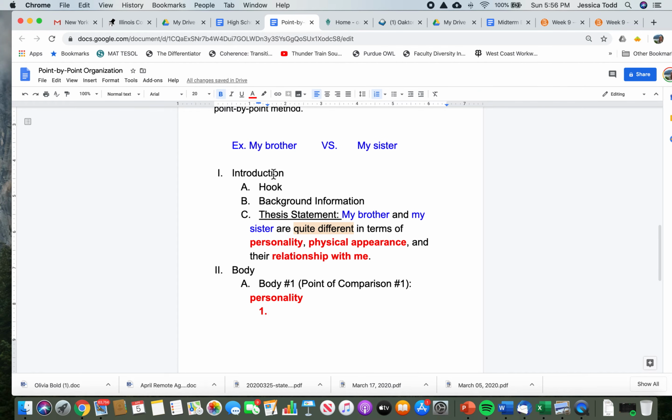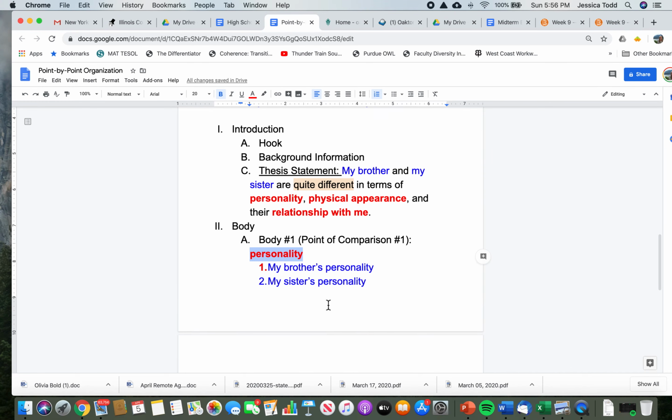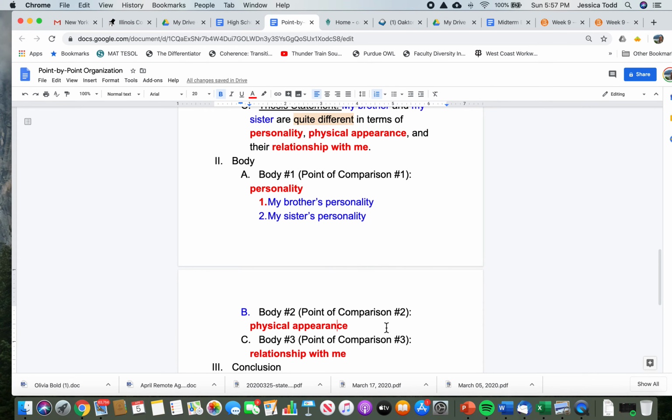I need to first talk about my brother's personality, right? I'll write that here. My brother's personality. And then I need to talk about my sister's personality. My sister's personality. I need to talk about both subjects in terms of this point of comparison before I can go on to the next one, right? So I can't just talk about my brother's personality. I have to also talk about my sister's personality, okay?